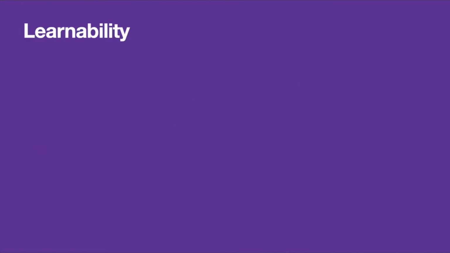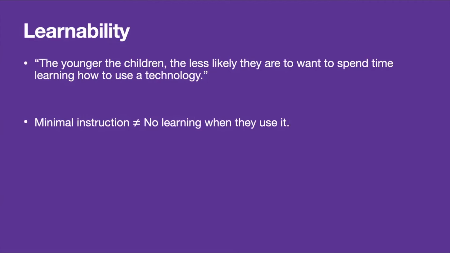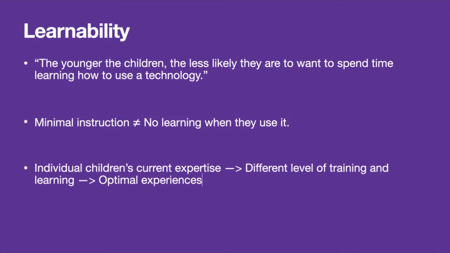Then, the younger the children, the less likely they are to want to spend time learning how to use technology. Thus, children should be able to complete a task without having to go through training beforehand. However, the goal of children being able to start exploring technology with minimal instruction does not mean that there is no learning at all. In fact, adjusting the level of training and learning according to individual children's current expertise will lead to an optimal experience.